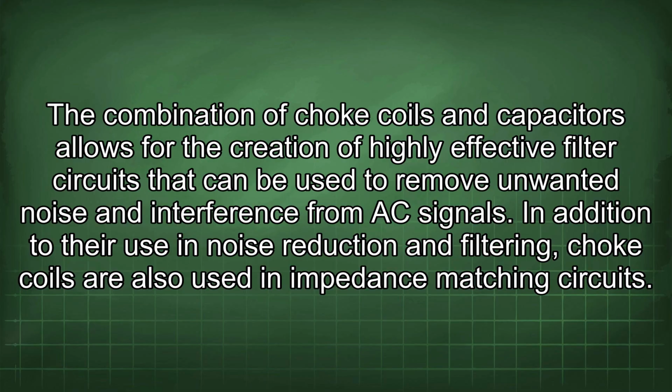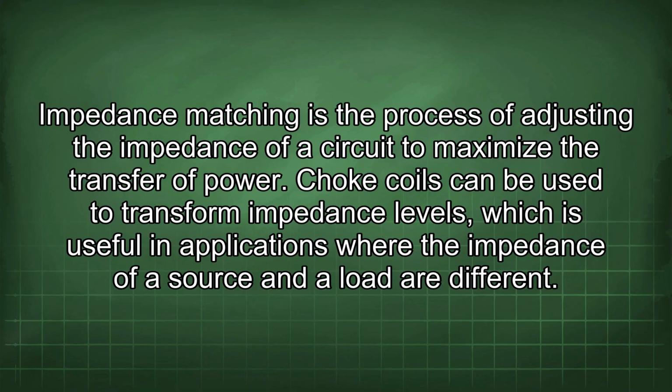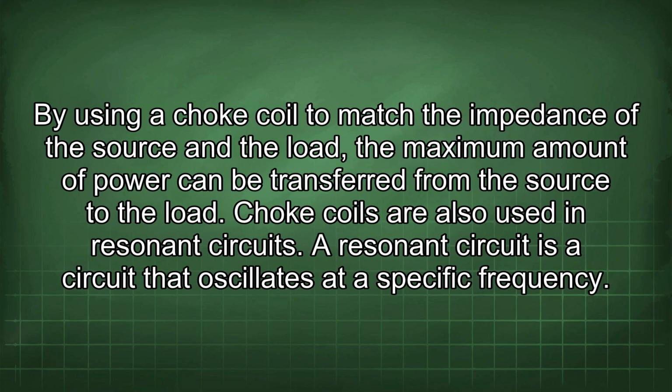In addition to their use in noise reduction and filtering, choke coils are also used in impedance matching circuits. Impedance matching is the process of adjusting the impedance of a circuit to maximize the transfer of power. Choke coils can be used to transform impedance levels, which is useful in applications where the impedance of a source and a load are different. By using a choke coil to match the impedance of the source and the load, the maximum amount of power can be transferred from the source to the load.